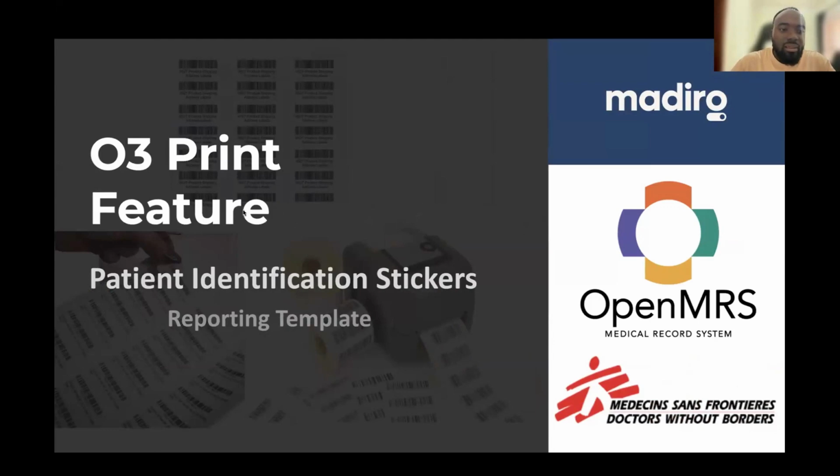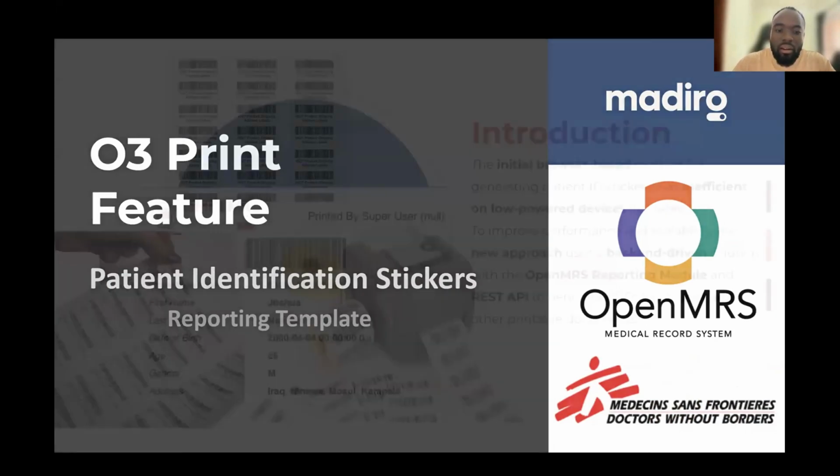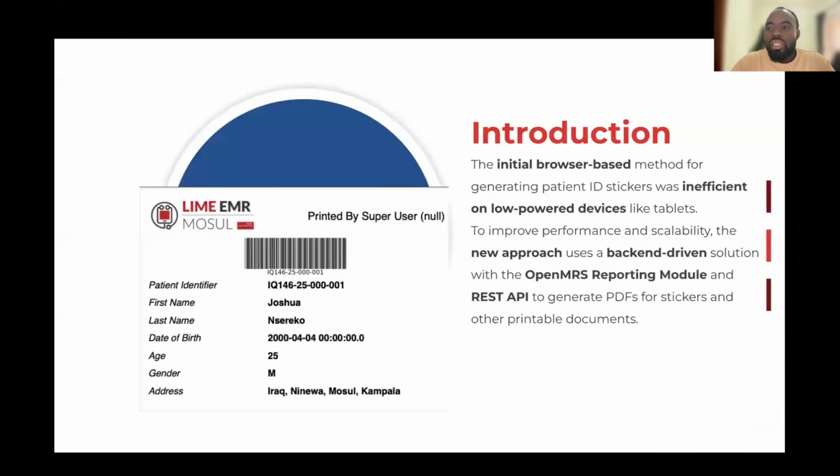So with regards to the patient identifier sticker, we are going to use the reporting template. And what we did in the past is that we used the browser. So we were using a library for React to generate the print identifier sticker, and then we were downloading that sticker.